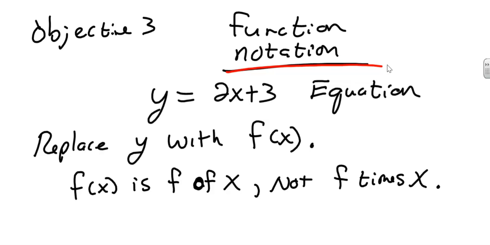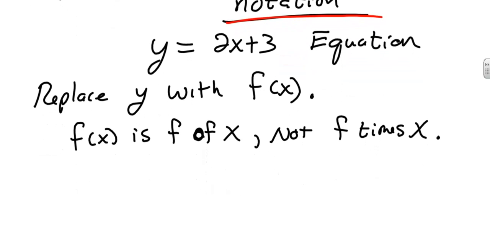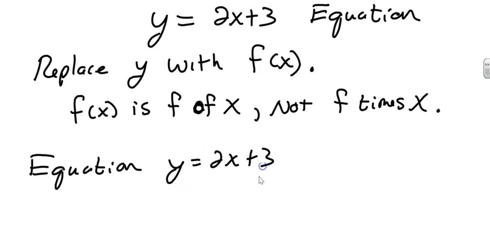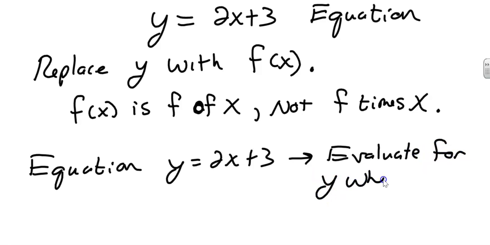Now, you still work it the exact same way. You're still going to go through and do the numbers, and everything works the same. The biggest difference is if you have an equation like y equals 2x plus 3, usually they would tell you to evaluate for y when x equals 4.